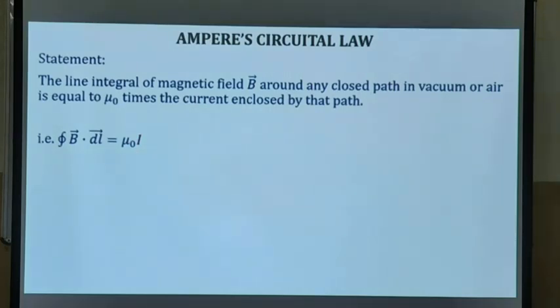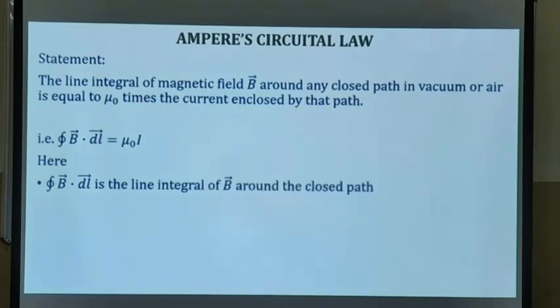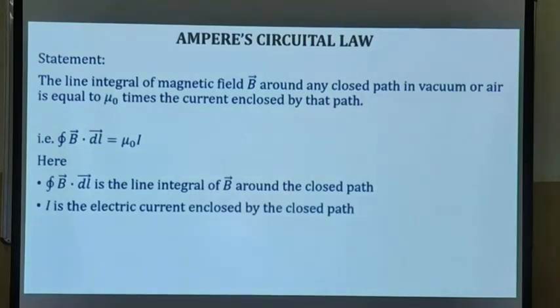This is one simple statement that we can understand. Okay, I hope this is clear. Now, what each of them is, that is what I am mentioning. Again, the integral of vector B dot vector dl is the line integral of the magnetic field vector B around the closed path, and I is the electric current enclosed by that closed path.